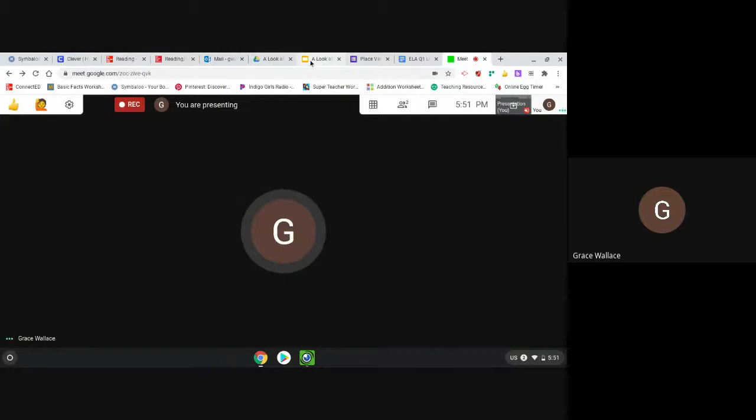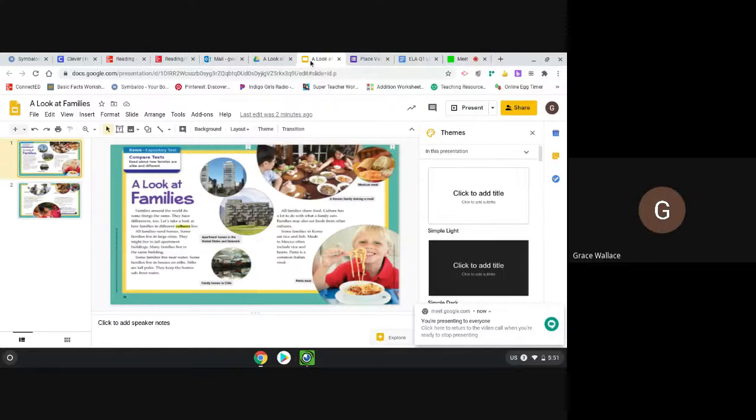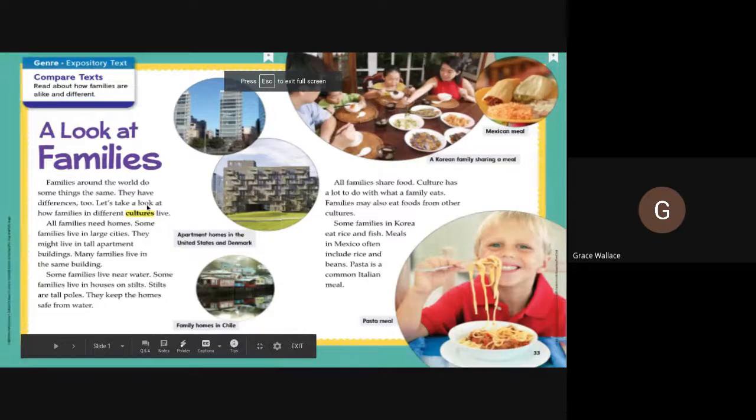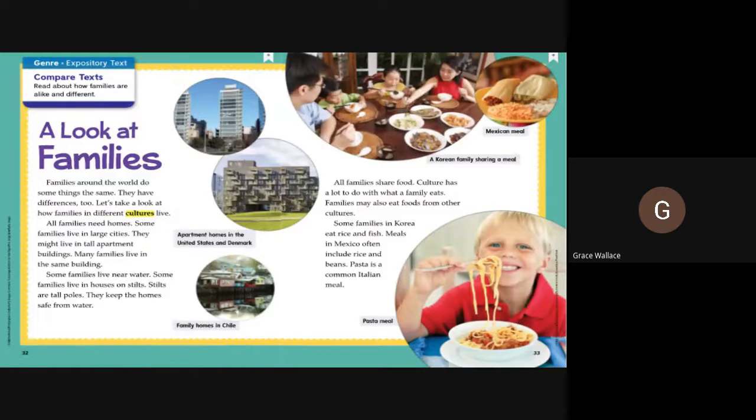So I have a PowerPoint called A Look at Families in case you've missed the lesson or you miss some of it and you want to go back and just look at it again, listening to me read it. You're more than welcome to do that. So it says, we're going to read these 2 pages, and then we're going to look in our workbook on page 20. And we're going to read the next 2 pages, and then look at our workbook on page 21.